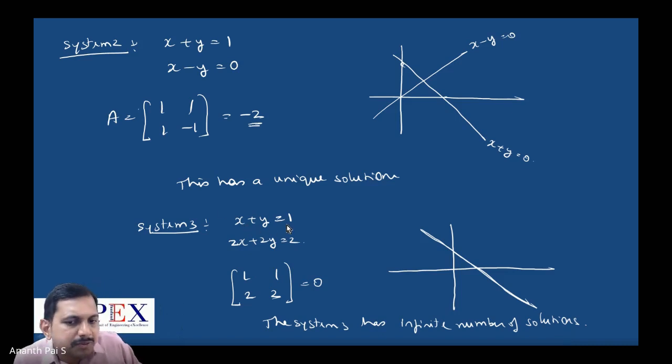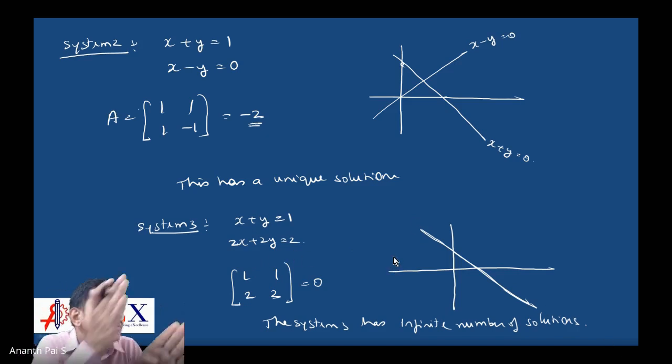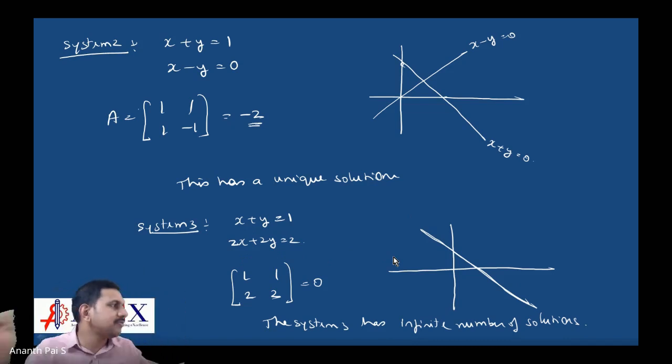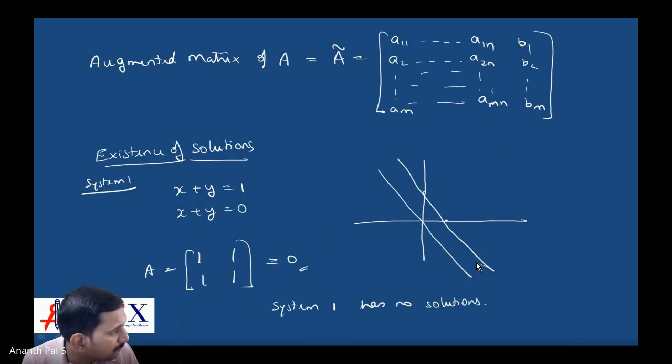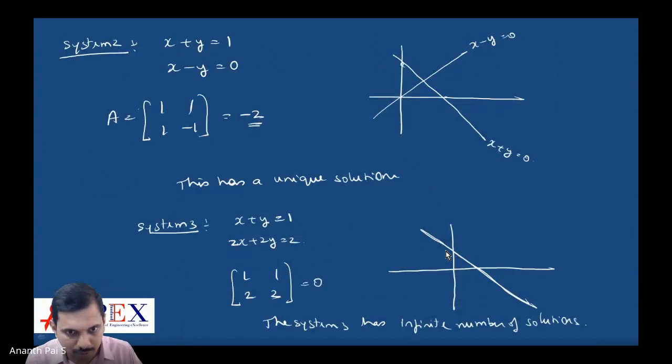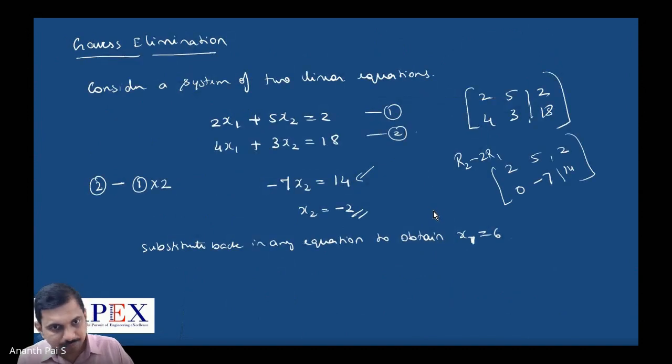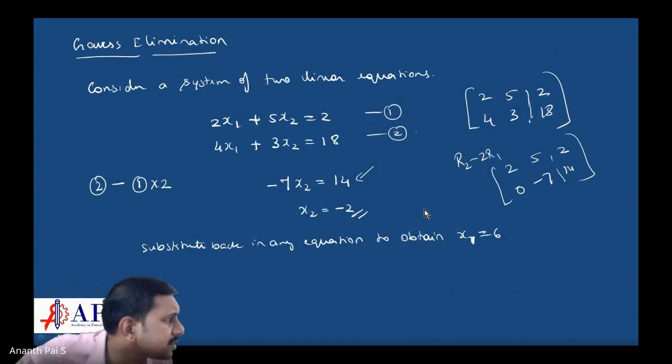Observe. How will you write x plus y is equal to 1? How will you write 2x plus 2y is equal to 2? It's the same line, is it not? So these two lines are coinciding with each other. So it has an infinite number of solutions. Here, nowhere it is coinciding. So the constants are different, and these do not coincide with each other. No solution. Later on I will tell you more. Here they are intersecting at one point. There is a solution.